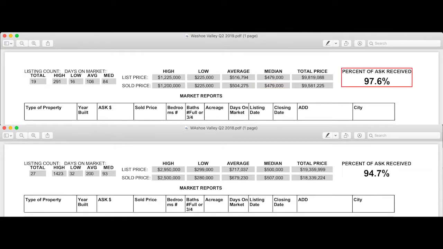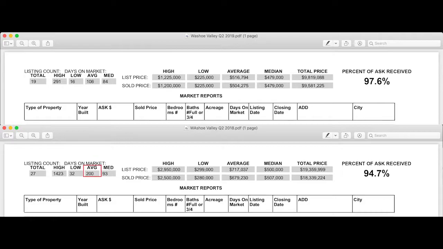Percent of ask received for this area was 97.6%. That's nearly a 3% jump from 2018. That's not a big deal after a second glance when we see that last year five properties conceded $100,000 each to sell, including 5555 East Lake Boulevard, a massive 80-acre compound that took nearly 4 years to sell.